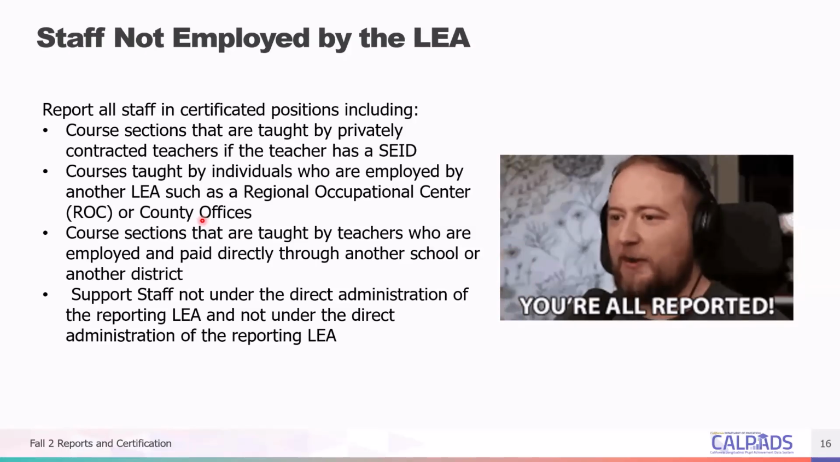And then you may also report teachers who are employed and paid directly through another school or another district. So you can report them as long as they have a SEID. And that also applies to support staff not under the direct administration of the reporting LEA. Bottom line here is that you can only report a staff with their staff demographic and staff assignments only if they have a valid SEID and have the credentials to be reported in classes or as pupil service staff. So obviously, you just have to ensure that you have all the pertinent information that is required for the staff demographic and staff assignments.